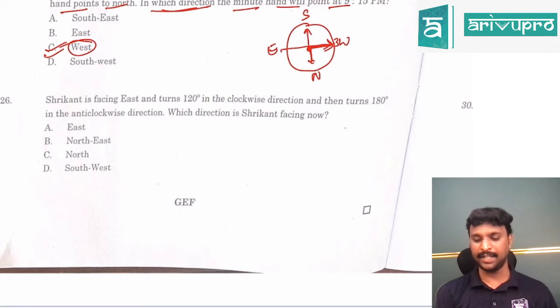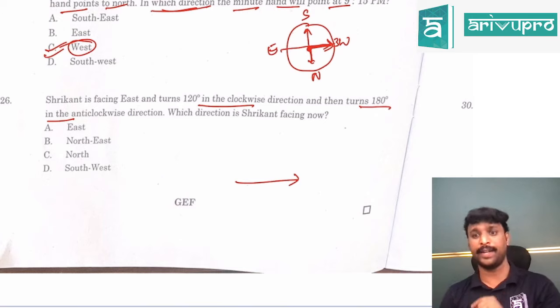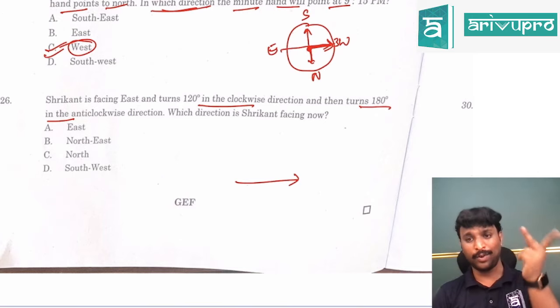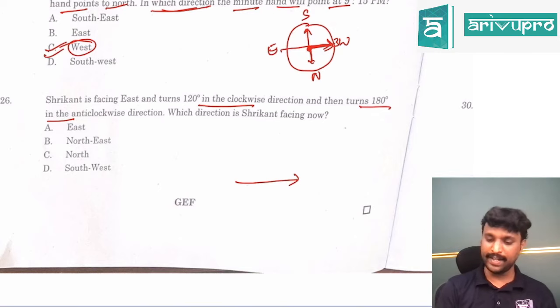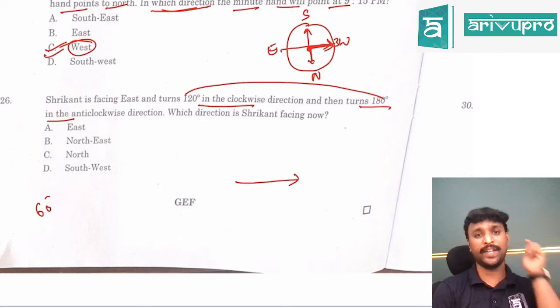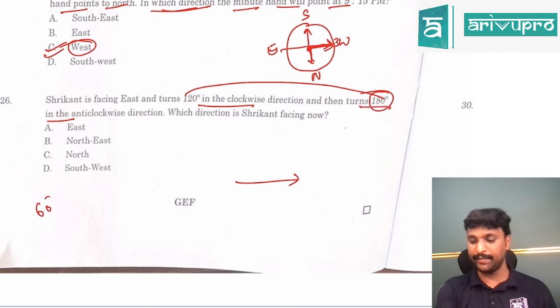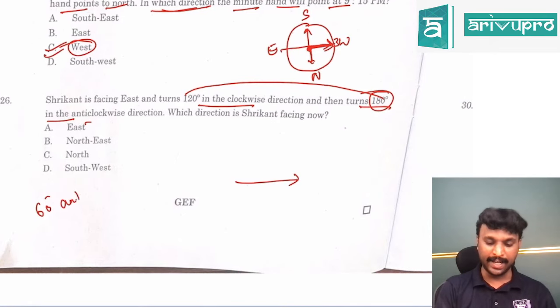Shrikant is facing east. He turns 120-degree clockwise and then turns 180-degree anti-clockwise. Guys, this kind of question we have discussed in the marathon videos and also in the regular videos. When they give you clockwise and anti-clockwise both, you take the difference. The difference of 120 and 180 is 60-degree. And which one do you consider, clockwise or anti-clockwise? Whichever is greater. So 180 anti-clockwise. Therefore the result is 60-degree anti-clockwise.